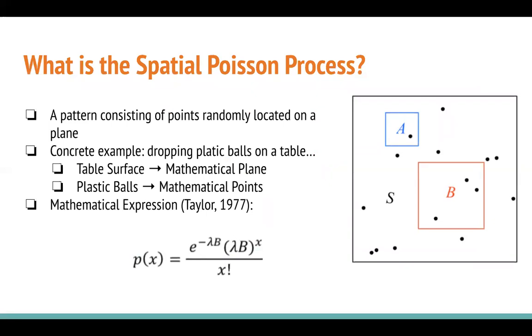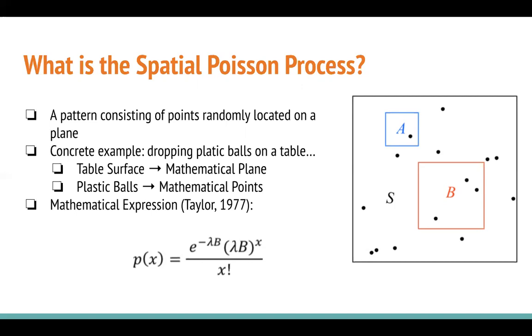If the balls are dropped randomly with an equal chance of landing in any place on the table, and their landing places are not affected by previously dropped balls, then it is said that the pattern of the balls on the table follows a spatial Poisson process. That is also why it's called the completely random process. On the right-hand side, there's a sample graph depicting the spatial Poisson process.